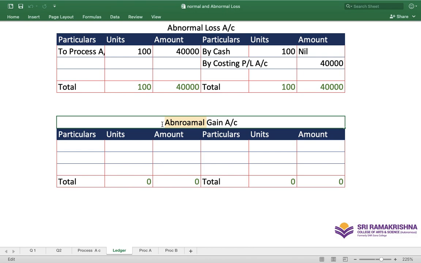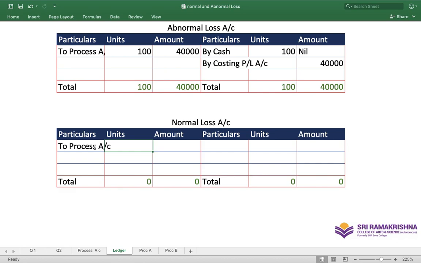Then we have to prepare normal loss account. To process account, unit is 100 and it doesn't have a value, 0. On the other side, by cash, no scrap value, so the accounts get closed.